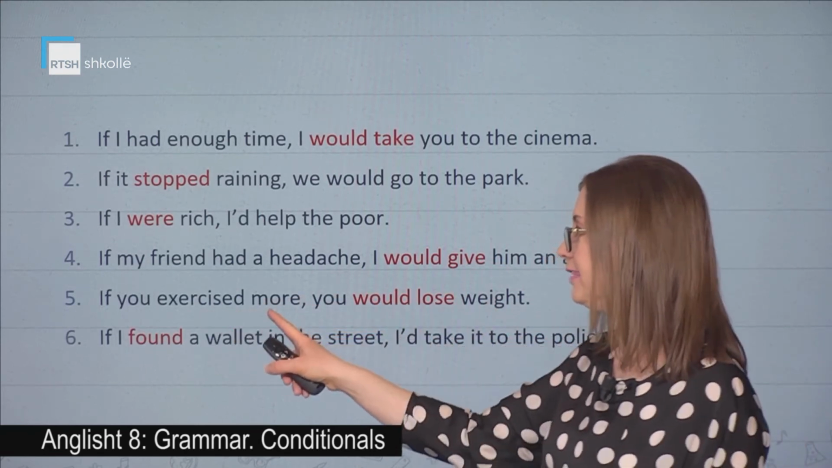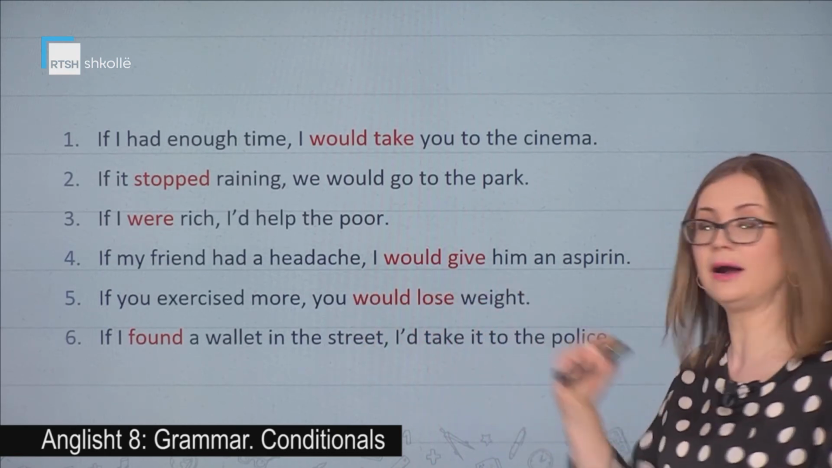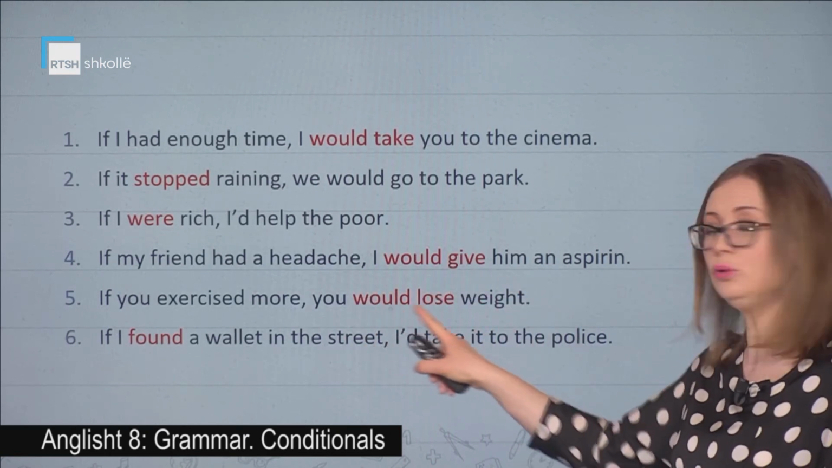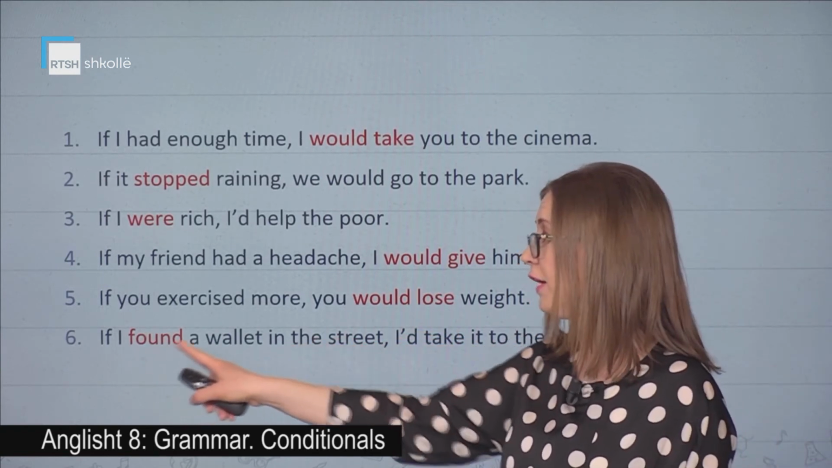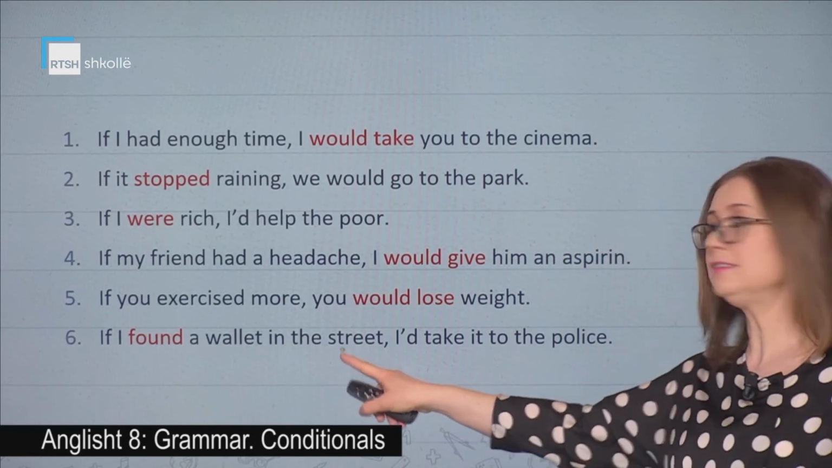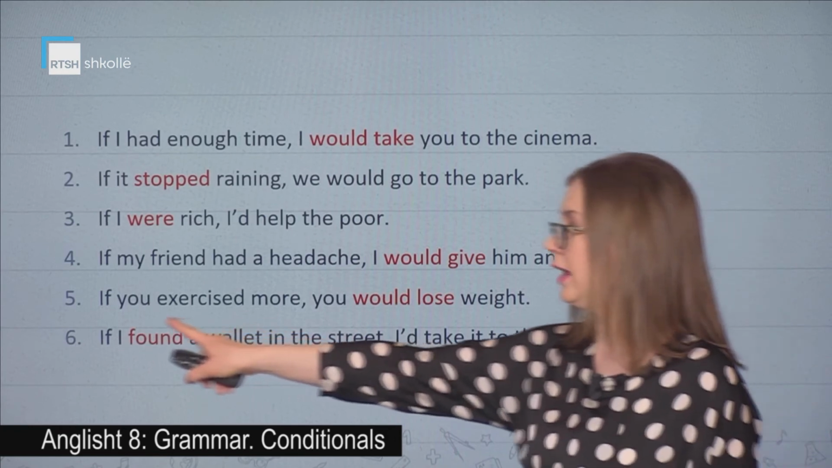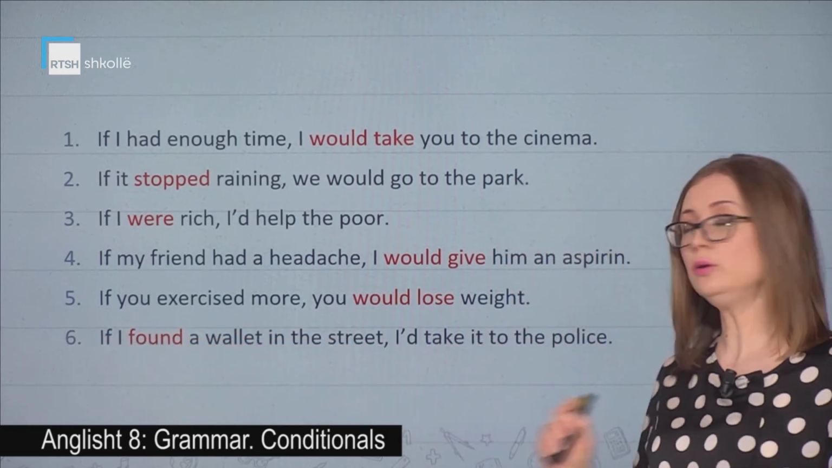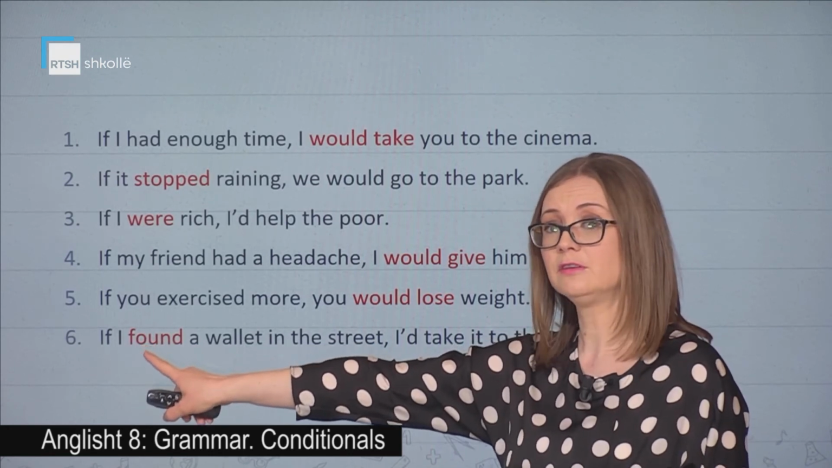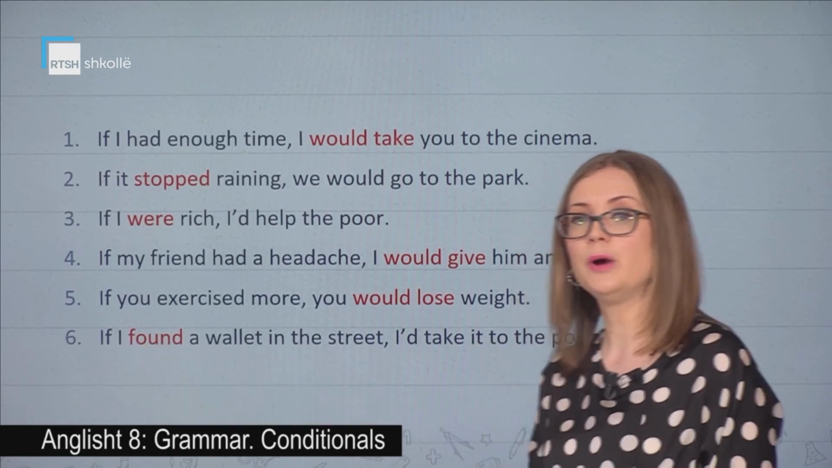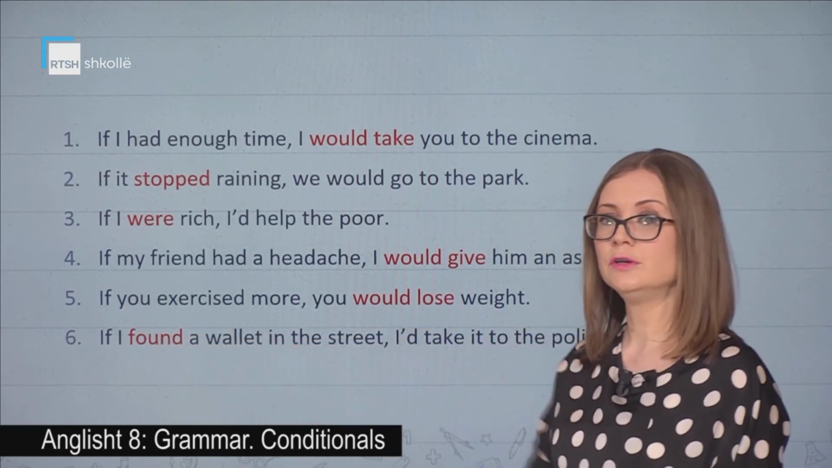If you exercised more, you would lose weight. Again, we have the main part of the clause and we have would plus lose. And the next sentence: if I found a wallet in the street, I would take it to the police. So we have the if part of the clause and we put the verb in what tense? In the past simple, we have the verb find. In the past simple, we put found.